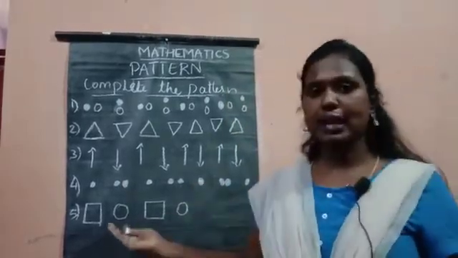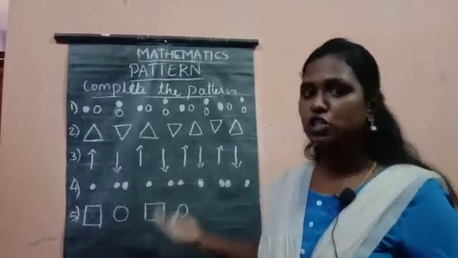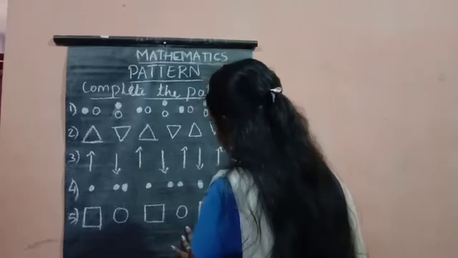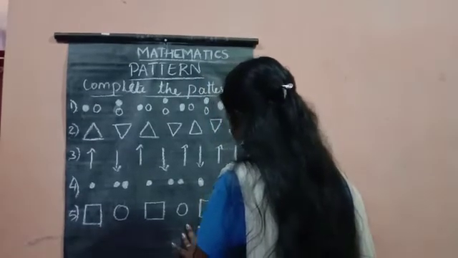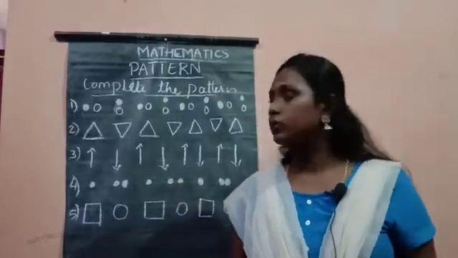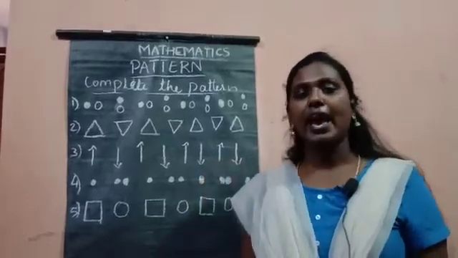And the fifth example is square, circle, again square, circle, again square. So this is what we have to do to write the pattern. I hope you understood with these examples.